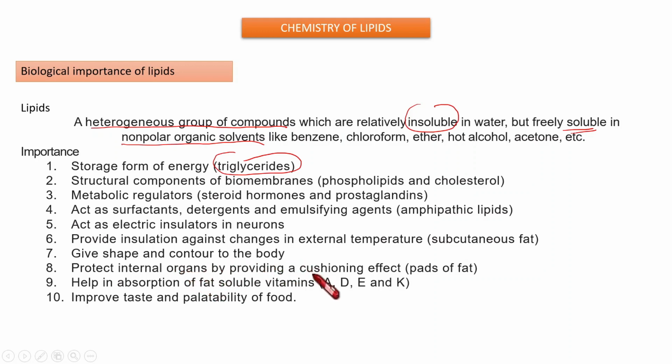And next, it protects the internal organs. How? By giving a cushioning effect. It acts as a cushion over the internal organs and protects them from external shocks. And also this fat helps in the absorption of fat soluble vitamins, which are vitamins A, D, E and K. And this fat improves the taste and palatability of food.